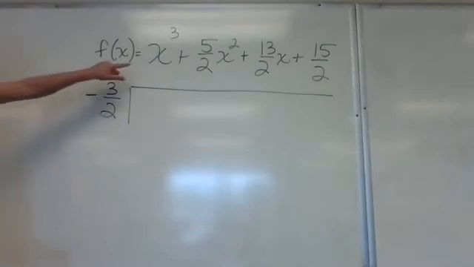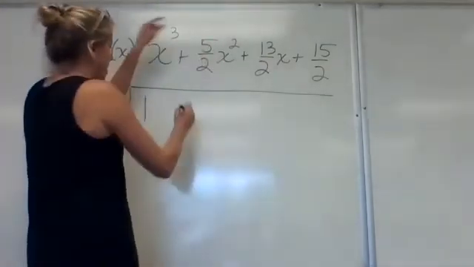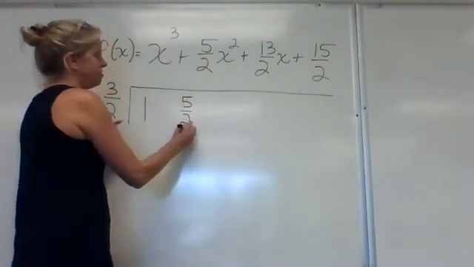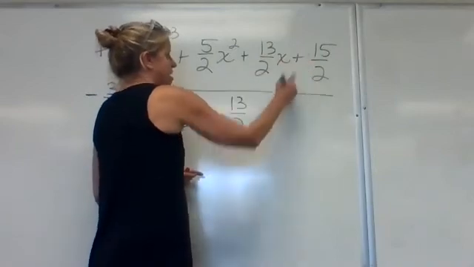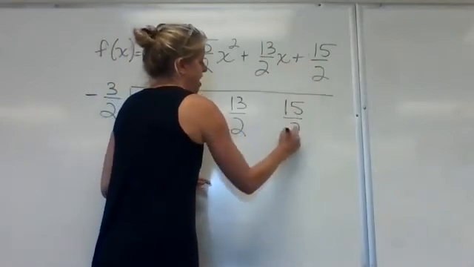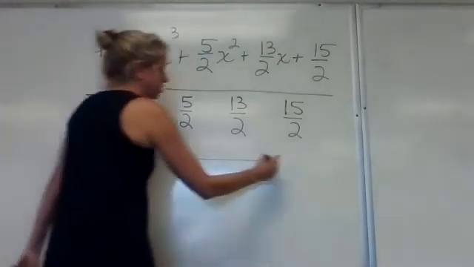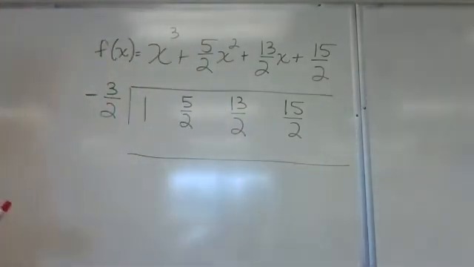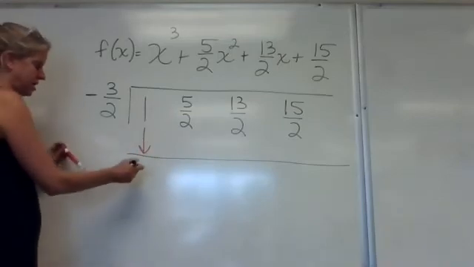Put my coefficients in. In front of x cubed is 1. In front of x squared is 5 halves. In front of x is 13 halves. And my constant is 15 halves. Okay, so this one's not going to be quite as simple because it's got all those fractions. It's going to start off not too bad here, right? Just drop down your 1 like always.